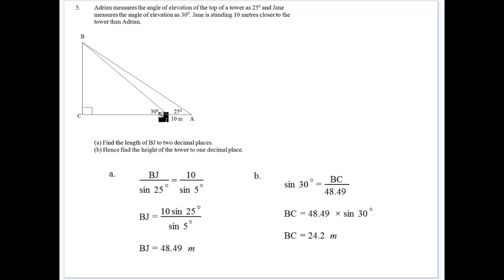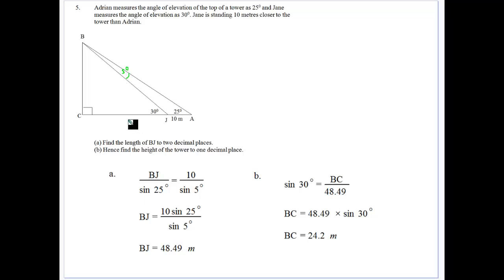So from our exterior angle of a triangle theorem, if that's 30, it must be equal to the sum of the opposite interior angles, which means that angle there must be 5 degrees. So the 5 degrees is opposite the 10. You could also have said, well, that's 150 plus 25 is 175, so that must be 5. So that's where we're going to get the sine 5 from, because we've got two angles and a side to get BJ, which is opposite sine 25, and 10 is opposite sine of 5, so we multiply by sine 25 on both sides, and we're able to get BJ as 48.49.